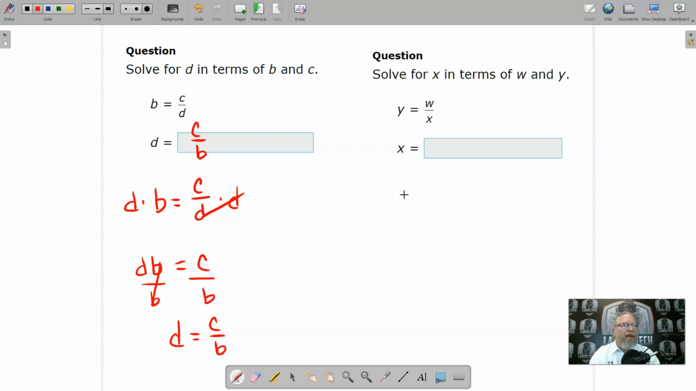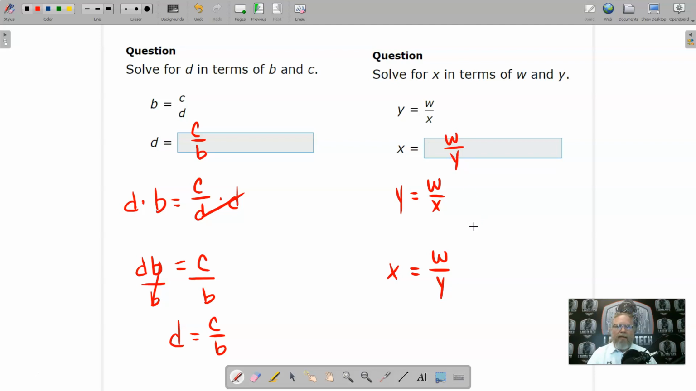In this case, I have Y equals W over X. I have some variable equals some fraction, and they want me to solve for the denominator. So I'm just going to rewrite using the equal sign, the same numerator, and now I'm going to switch the X and the Y. The X is now over here, and the Y is now over here. So X equals W over Y.